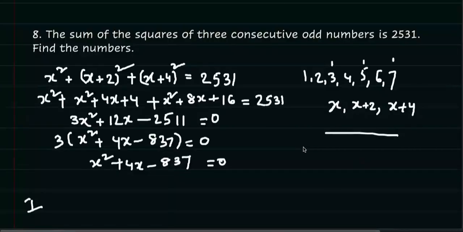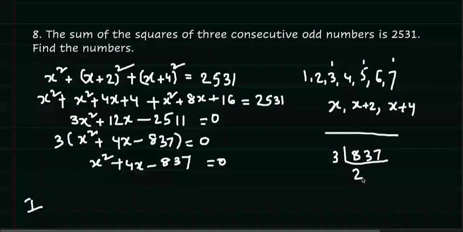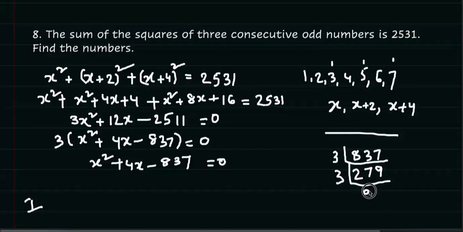Now 837 should be split. I should get two numbers such that if I multiply, it gives me negative 837, and if I add, I should get 4x. So 837 can be which number? 7 ones are 7, 3 2s are 6, 3 2s are 6, 3 7s are 21, 3 9s 27, 3 3s 9, 3 3s are 9, 3 1s, so 31. Then 3 3s are 9, 3 9s are 27. 31 and 27 are the two numbers.